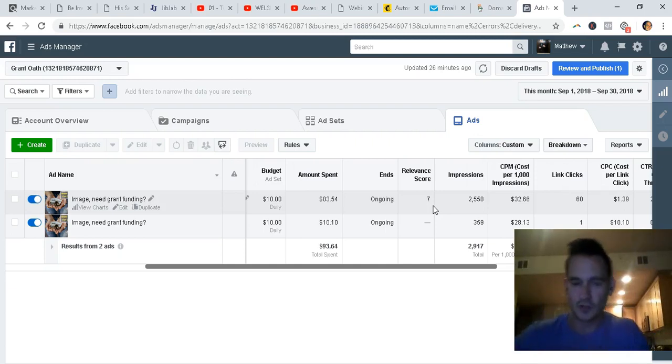So while you should pay attention to the relevance score, if you're generating leads at a really low cost and you're getting good engagement on your ads, just hang in there and give it time to start to improve. If it doesn't, then you need to make some adjustments.